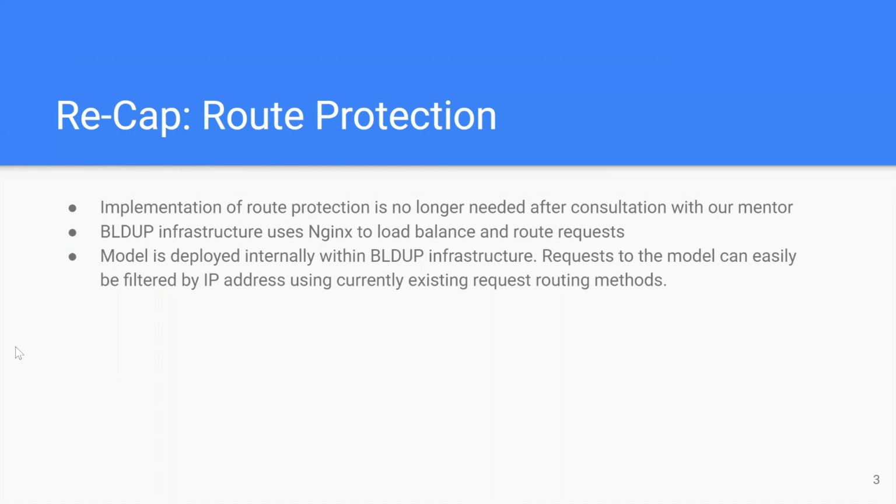So for the sprint, we planned on implementing some sort of route protection. But after talking with our mentor, we learned that this was no longer necessary because the Buildup infrastructure uses Nginx for load balancing and routing requests. And our model is deployed internally within the Buildup infrastructure. So requests to the model can easily be filtered by IP address using the currently existing request routing methods that are being used by Buildup now.